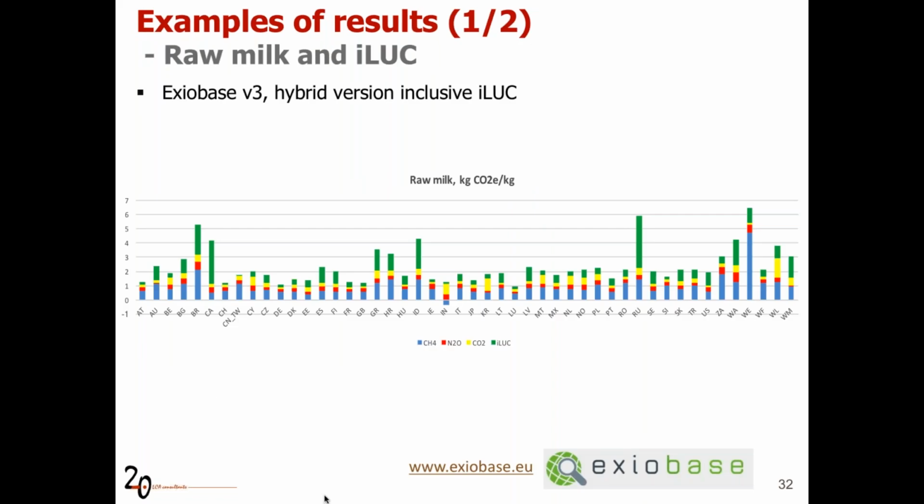And here in this slide I show the contribution of indirect land use changes, in this case for raw milk production, that is milk at farm gate in the different countries we have in SimaPro. You see the different colors. We have blue methane, red nitrous oxide, yellow CO2, and the green one is indirect land use changes. And we can see that that is varying from country to country, as expected. You can also see the magnitude of how indirect land use change is contributing to the overall carbon footprint here.